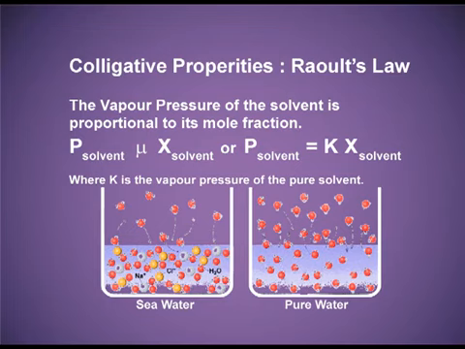In figure B, we have pure water. There is no salt. So, on the surface, we totally have water molecules and they get a greater chance to escape and convert into water vapor. Now you can compare the two figures and understand that there will be a lowering in the vapor pressure when a non-volatile solute is mixed.